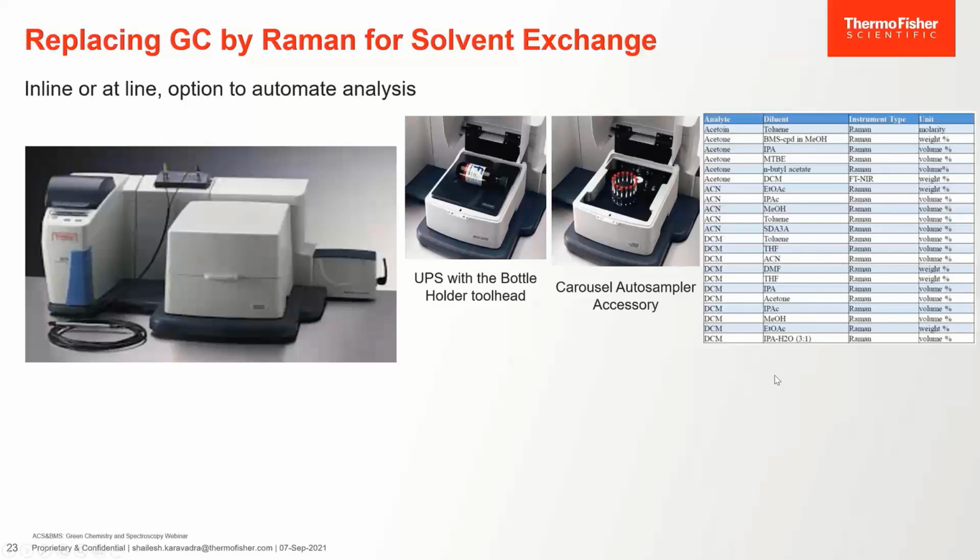And many times multiple parameters can be easily measured. There are different units. For example, acetone in toluene is measured using molarity, and acetone in DCM could be measured in weight. But Raman spectroscopy can really meet the goals of the primary analysis, ensuring precise and accurate results.